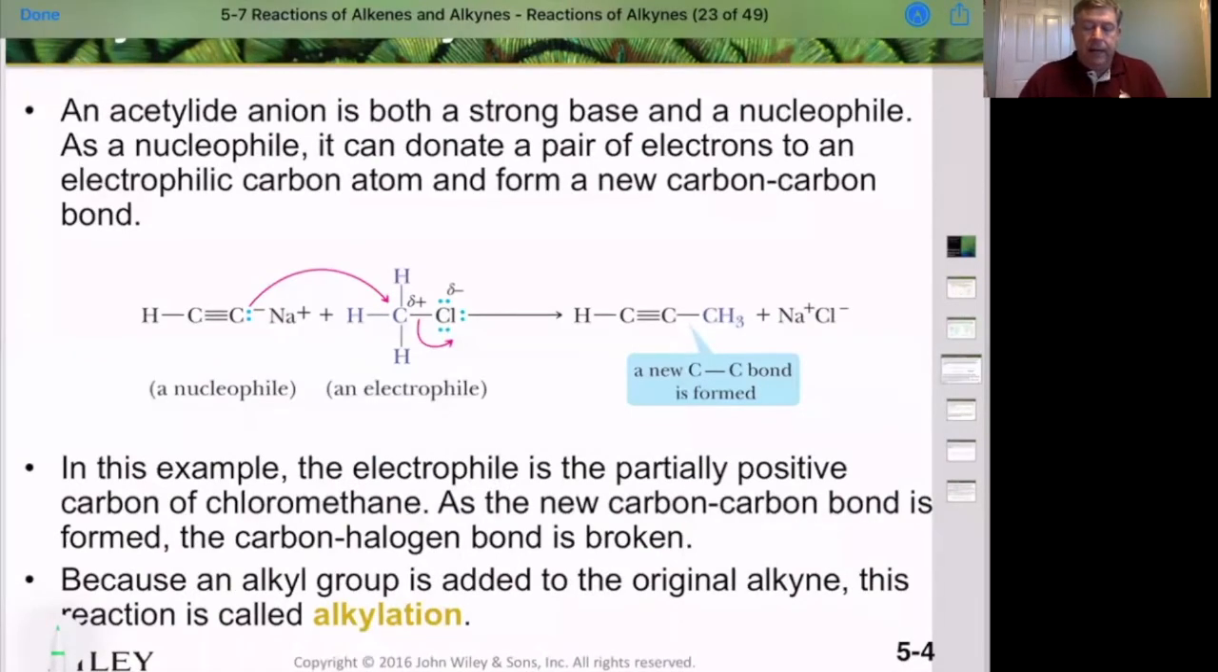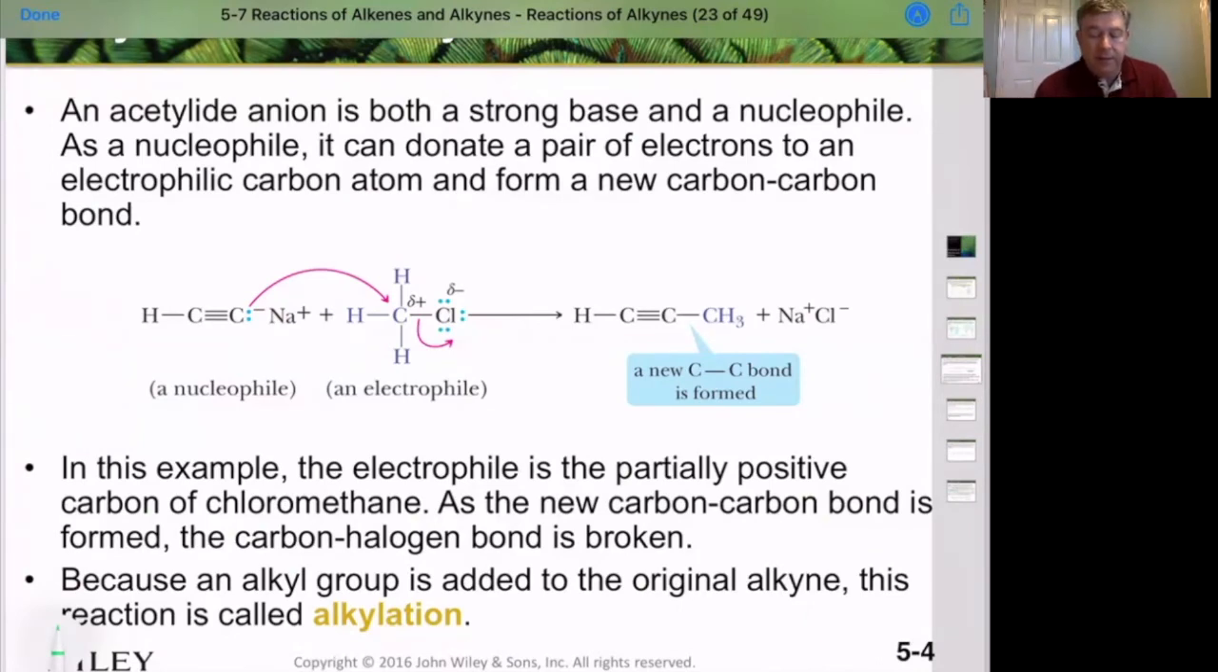So acetylide ion, it's an anion, it has a negative charge, and so it is not only a strong base, but it is what we call a nucleophile. It's looking for positive charge, okay? As a nucleophile, it can donate that pair of electrons that makes the negative charge to an electrophilic carbon, or a carbon with a partially positive charge, to generate a new carbon-carbon bond and a byproduct.